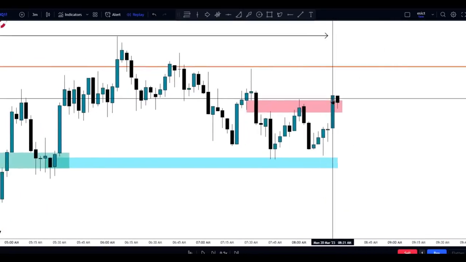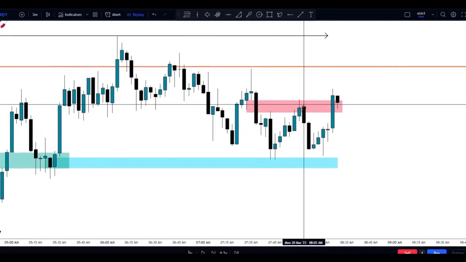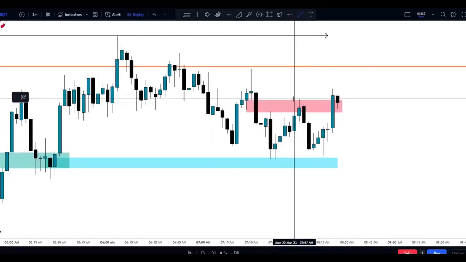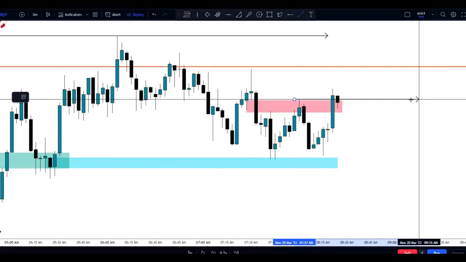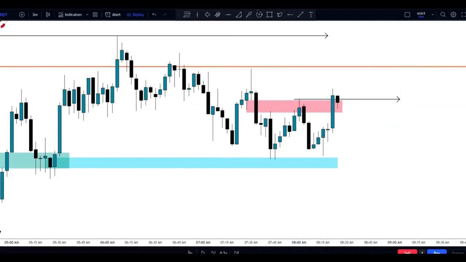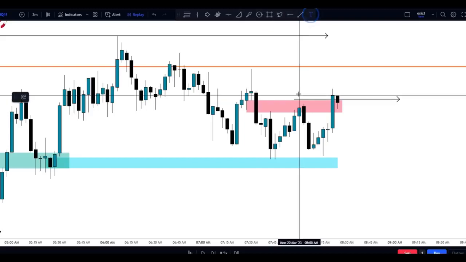Now we have a full close above the fair value gap. The ITH has now been broken, so that's a real break in market structure. The way that ICT teaches it, it's probably not the most accurate. That's why I stopped using it.